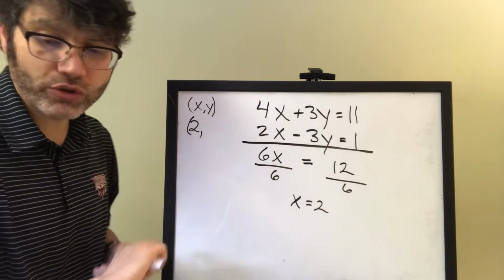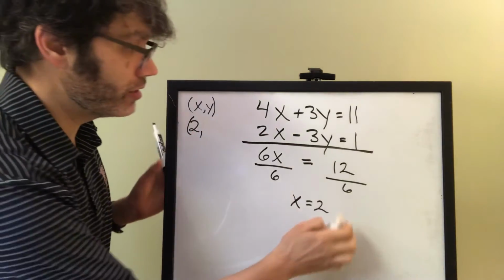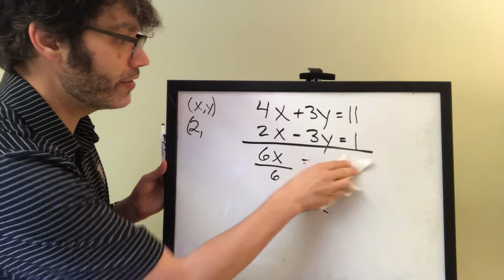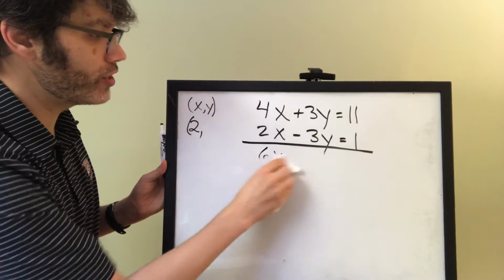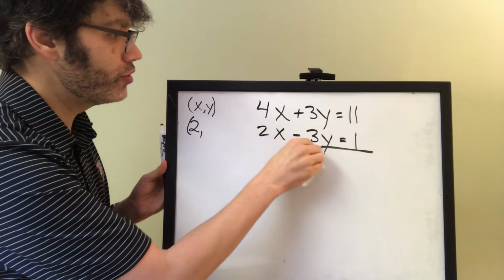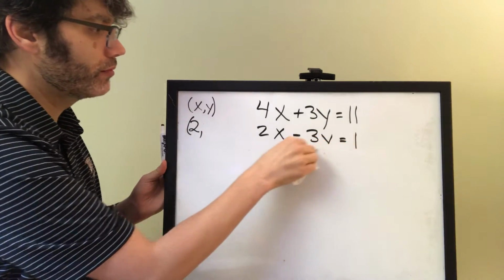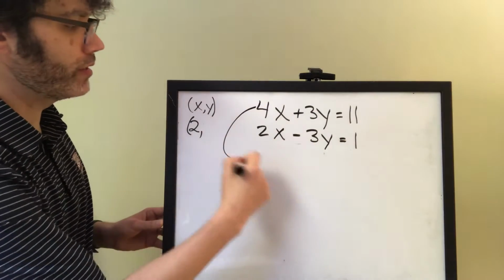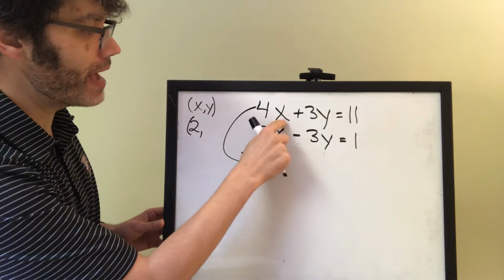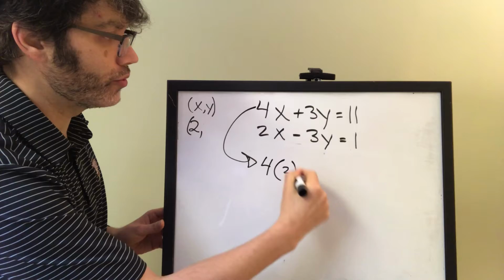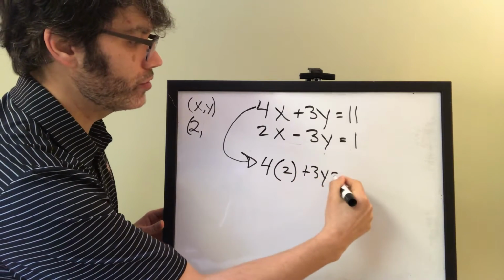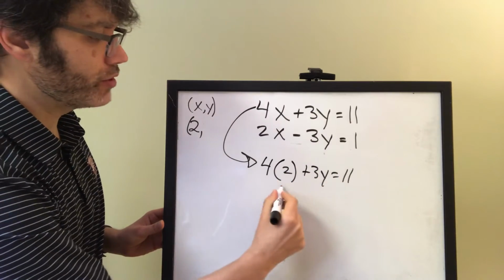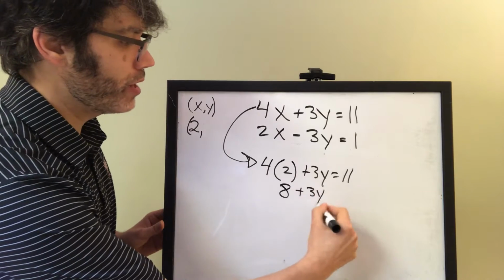Now I can plug 2 back in to either of these original equations to figure out what y is. It doesn't matter which equation I plug 2 back into. Either one would be fine. So let's take this top one. So that would be 4 times x. We now know that x is 2, plus 3y equals 11. So 4 times 2 is 8. 8 plus 3y equals 11.